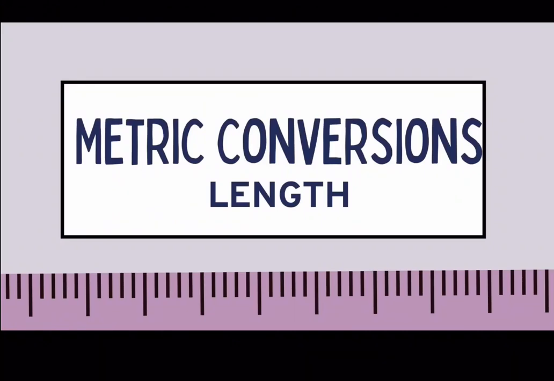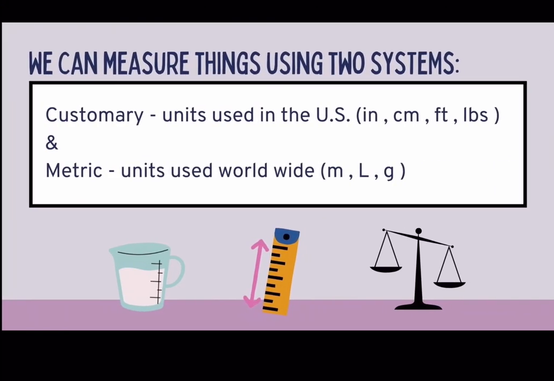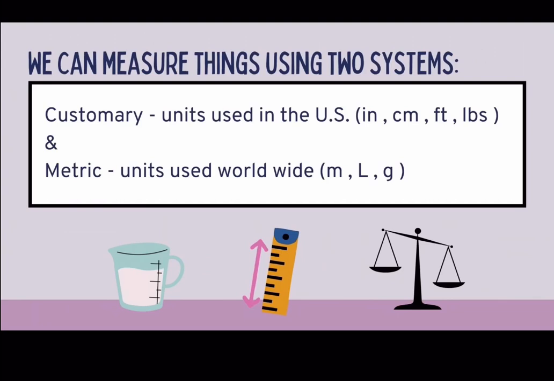The skill we're covering today is metric conversions dealing with length. We can measure things using two different systems. The units that we typically use in the United States are the customary units. So it's the customary system. Those include inches, centimeters, feet, and pounds. So we're really comfortable with those.